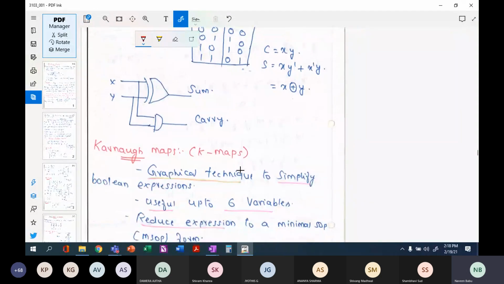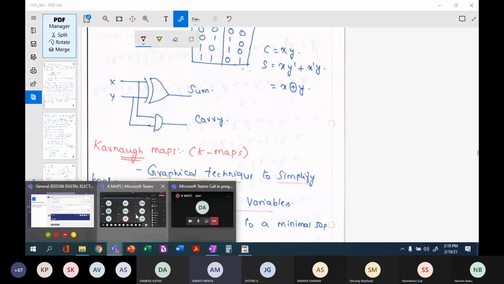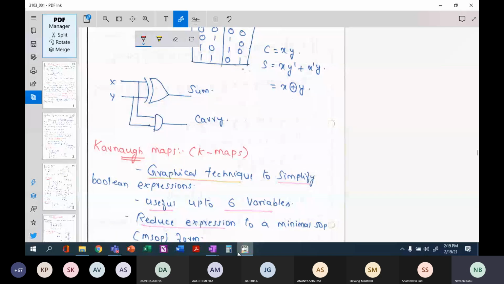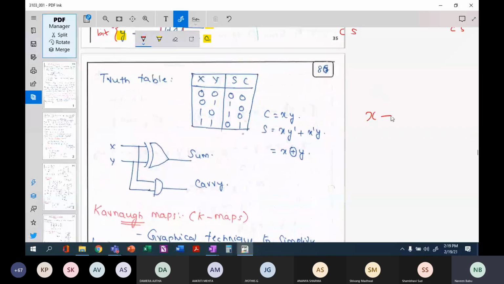Now let's look at the other method of simplification. Yeah, please go ahead. Sir, for the sum term, why did we not represent it as x plus y? In Boolean algebra, x plus y will get you an OR operation, right? So just check whether your sum column satisfies this OR operation x plus y. 0 or 1 is 1, 1 or 0 is 1, 1 or 1 will also be 1 if you are using x plus y. Am I right? So we have to satisfy this particular column.